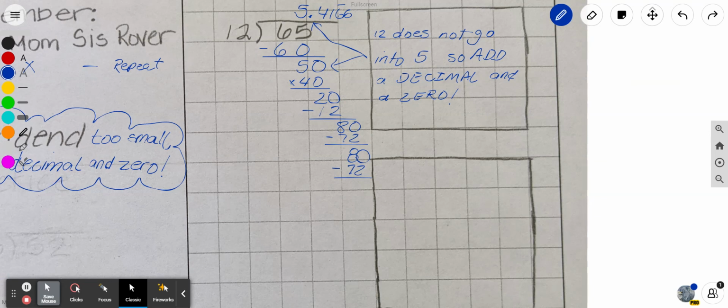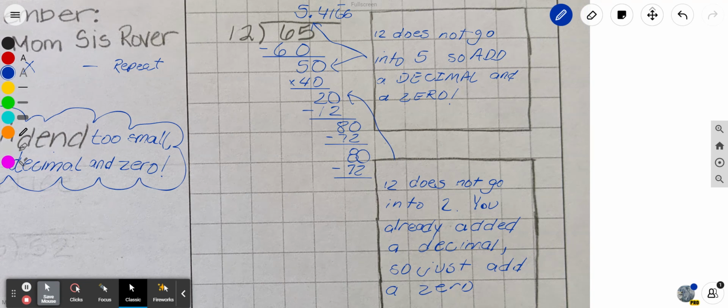Now in this second box, I'm going to write 12 does not go into 2. So I'm referring to this step right here where I had a remainder of 2. 12 could not go into 2, so I had to add just a 0. So you're going to write 12 does not go into 2. You already added a decimal, so just add a 0.